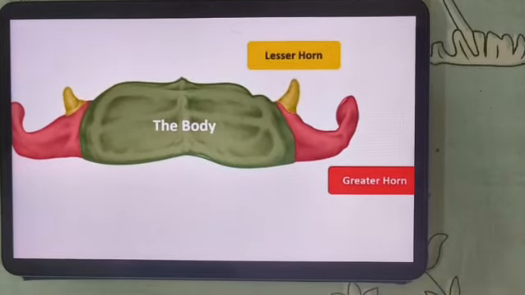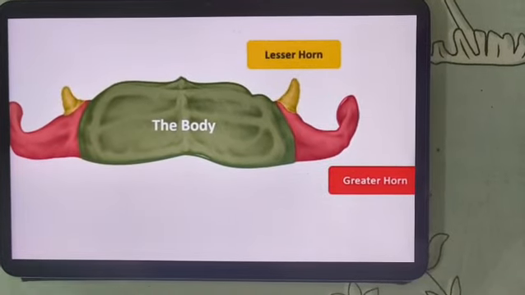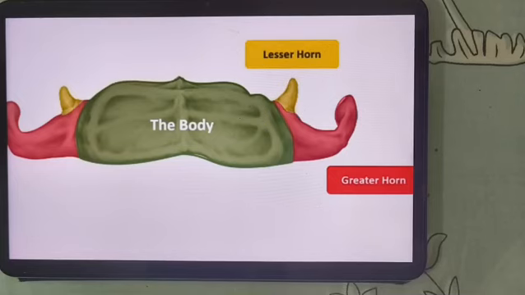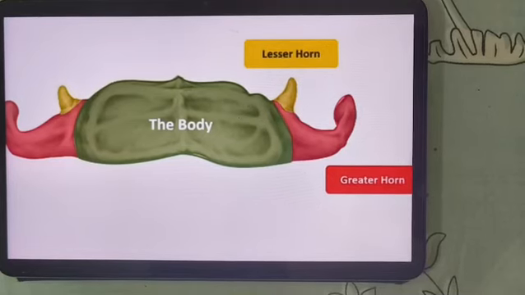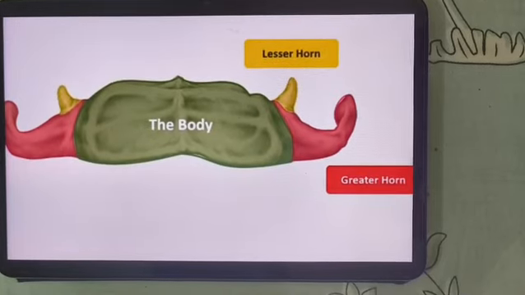Now, talking about the greater cornua, the red marked area is the greater cornua or the greater horn. Now, it is flattened from above downwards. It has 2 surfaces, upper and lower, and 2 borders, medial and lateral, and also a tubercle.